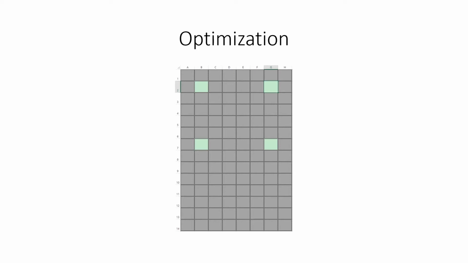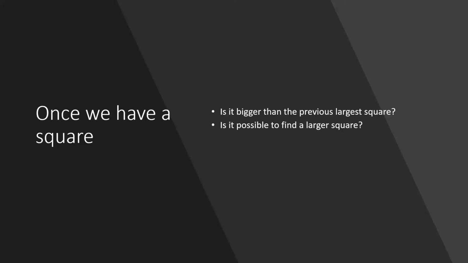If we've already found a square that is 6 by 6, then we should stop searching for any squares that are smaller than 6 by 6. A couple of notes that we're going to have to think about when we write the code are: is the square that we have just found bigger than the previous largest square? And is it possible to even find a larger square? That goes into some of the optimization problems I was talking about. Anyways, that's how I went about thinking about this problem. Let's go into the code.